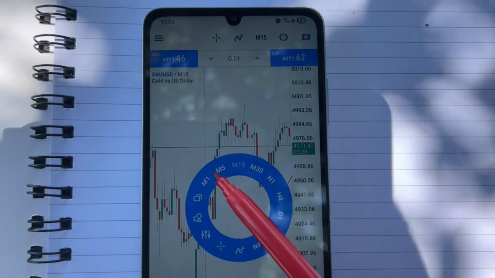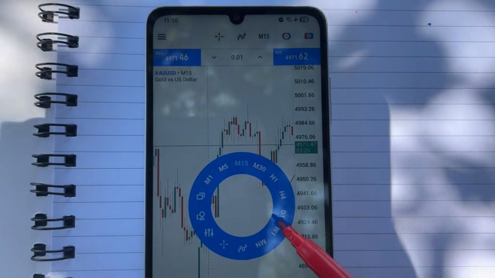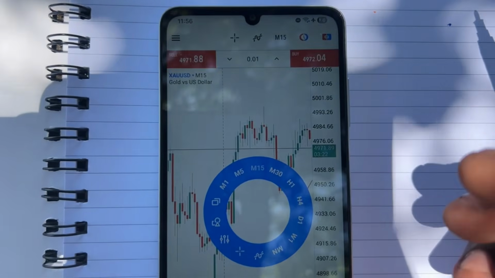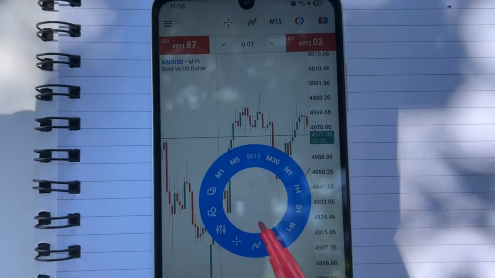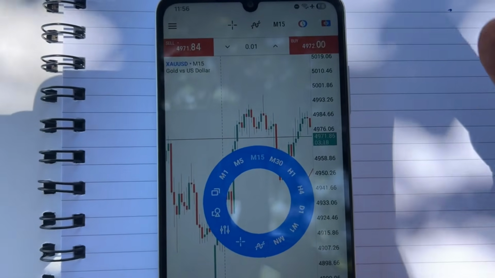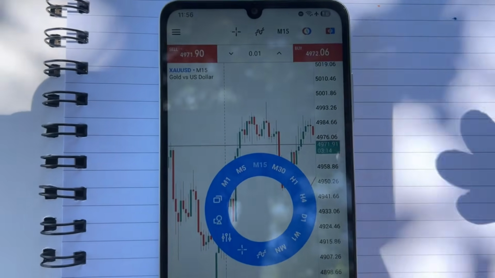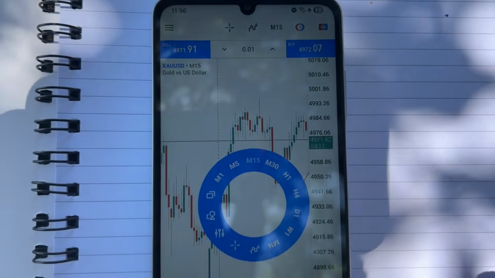1 minute, 5 minute, M15, weekly, 4 hours. This time frame here plays an important role. But if you jump between these time frames, you will lose and you will never understand the chart, when to buy, when to sell, where to set a stop loss, where to set take profit.